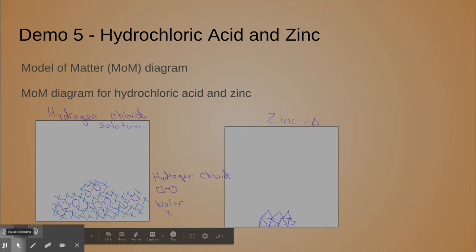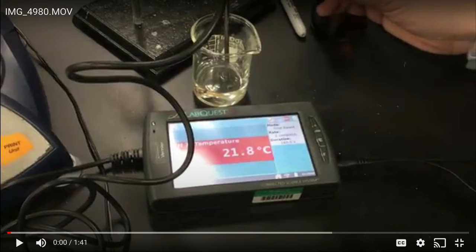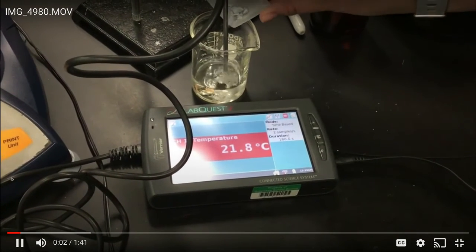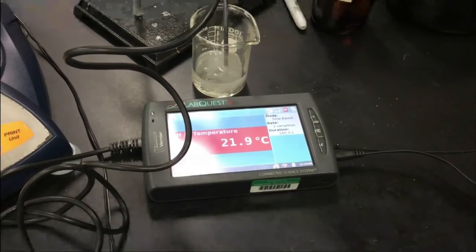All right, let's see what happens. So this is the change we're going to put it through. So the zinc you're about to see come in, and we have the temperature going here. So as this is going, you can start recording what you observe, like at the solution after the change. You'd also need to record what goes on while this change is happening, because that's going to help us figure out how to draw the MOM diagram. And yes, it does take about a minute, but I will probably cut it off before the end.